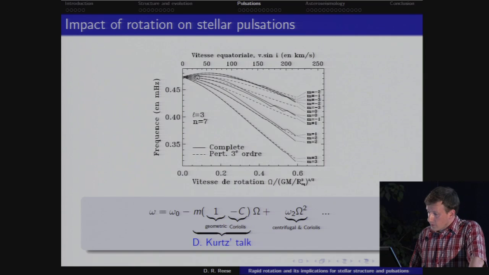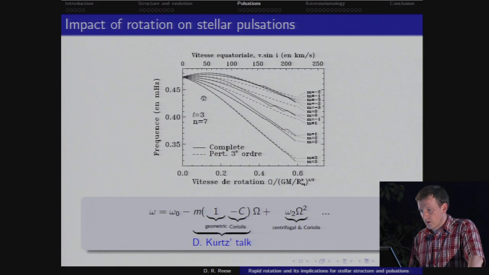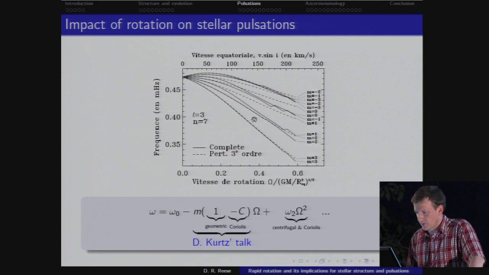But as you increase the rotation rate, you start having to include higher order terms of the rotation on the frequencies. And then afterwards, as you continue, you can no longer do it using an expansion series. You have to actually do full two-dimensional calculations to correctly calculate the pulsation frequencies.